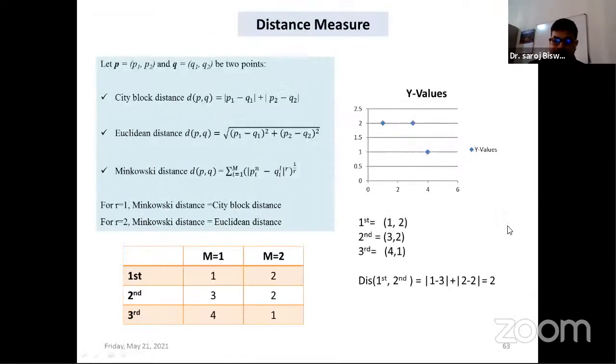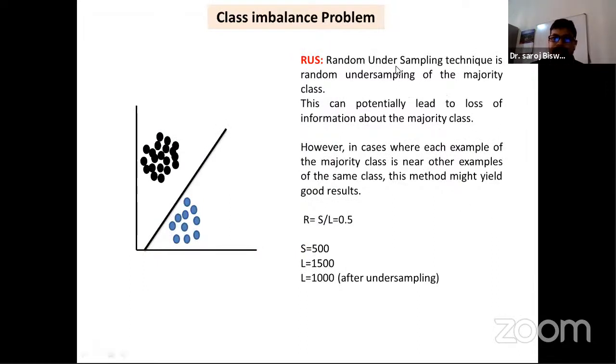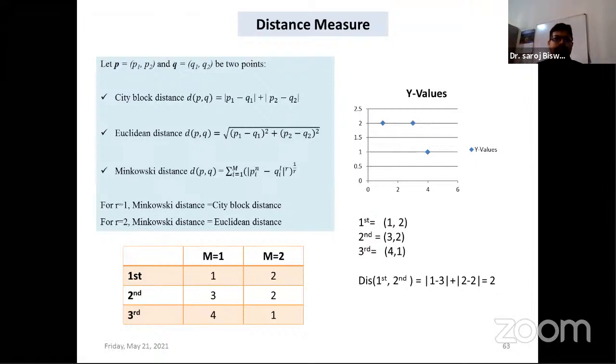So after random undersampling, we have seen that there is a certain kind of drawback in the random undersampling method. To overcome this drawback, we have a number of undersampling methods. We are going to discuss some of them, not all.